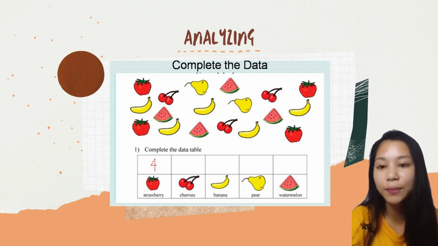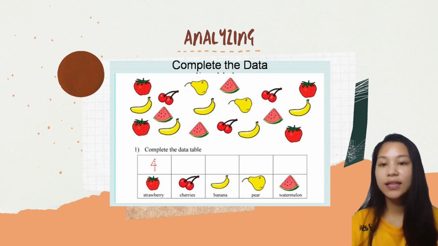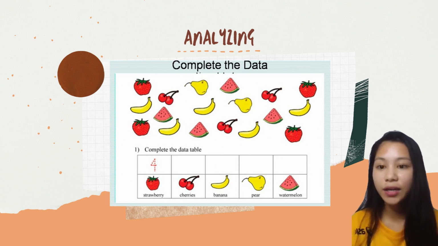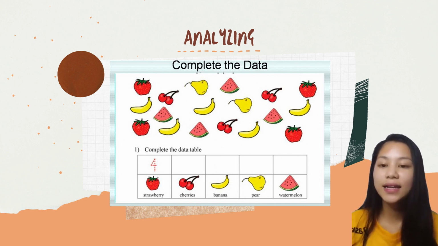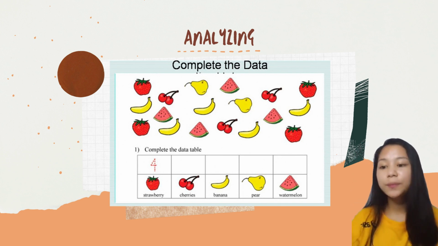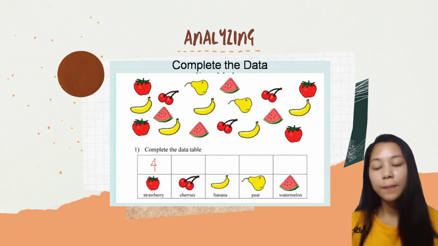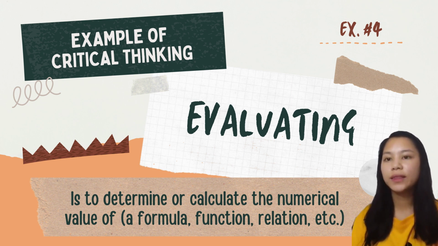Like for example, bibilangin mo, there are 3 cherries in the data. Tapos bibilangan ulit yung bananas. There are 1, 2, 3, 4, 5, 6. There are 6 bananas. So, i-interpret mo lang yung data na naka-display dito sa chart para sa better understanding of it. Next naman is yung evaluating.